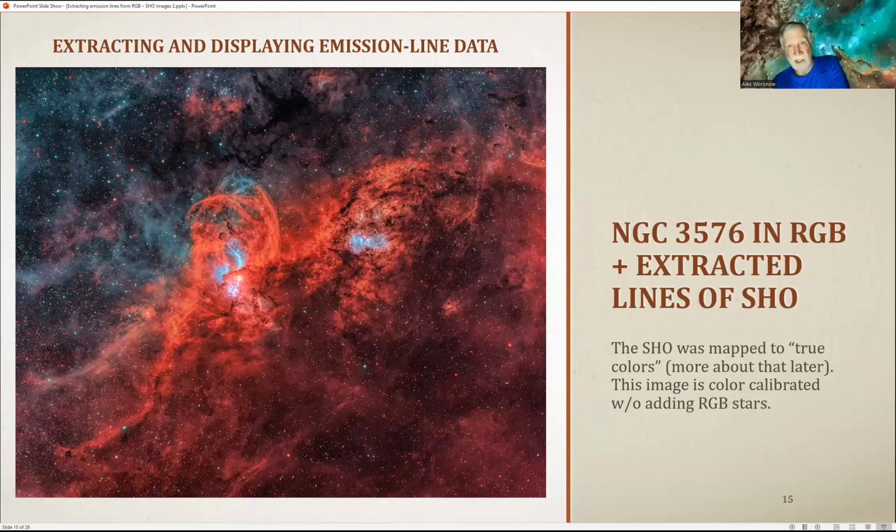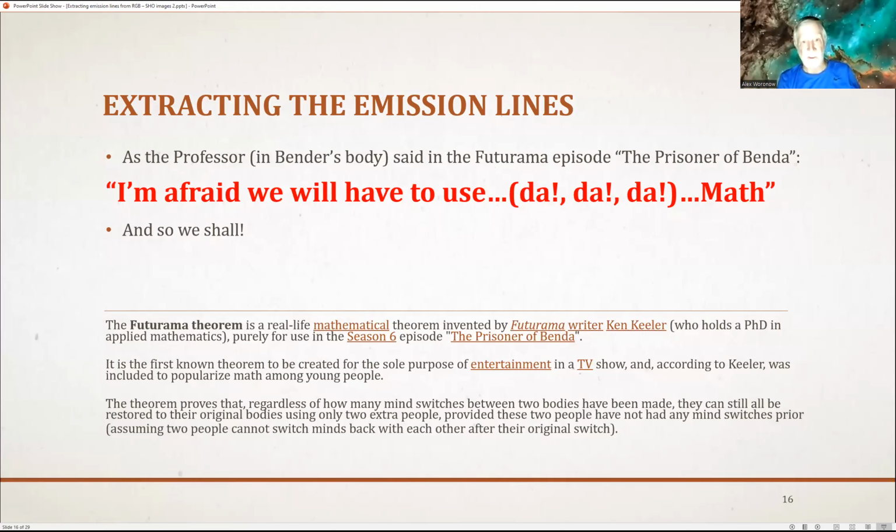Okay, here's another emission line example I did. And this is mapped in true color, which I'm going to talk about in a little bit. But we're moving into the color thing fast.